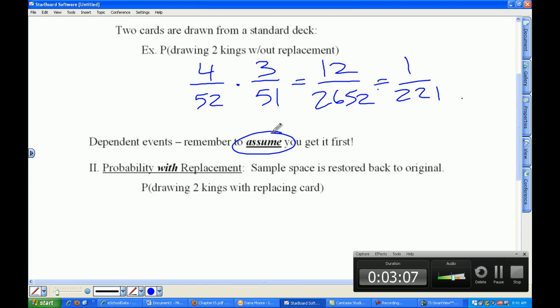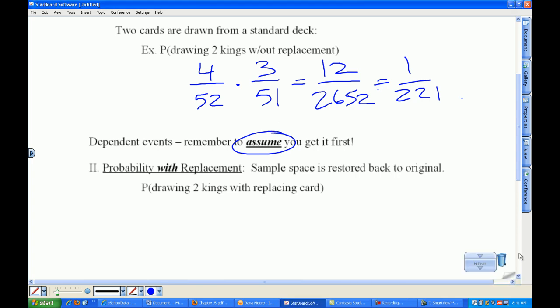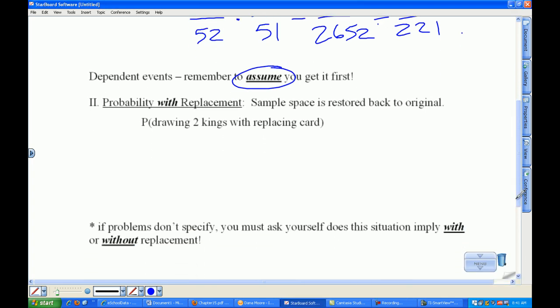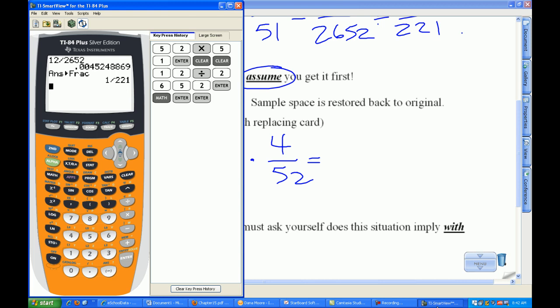Okay. Let's take a look at the same problem if we actually take the card out, take a gander at it, enjoy its beauty, and then put it back in the deck. And then we pull another card. So we want to draw 2 kings while replacing it. Well, there's a 4 out of 52 probability of getting a king when you pull a card out of the deck. You put the card back in, and the probability of getting a king on the second pull is exactly the same. So we get 4 out of 52 times 4 out of 52.